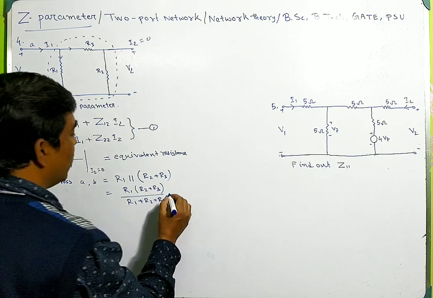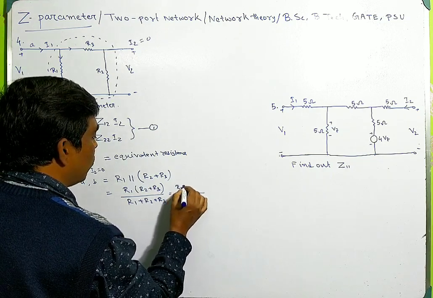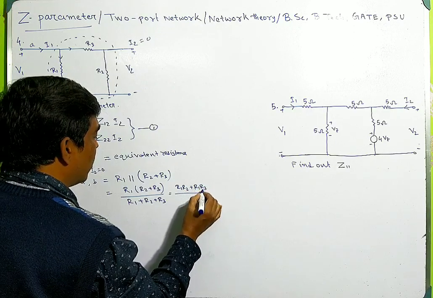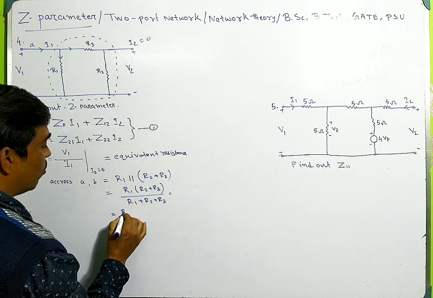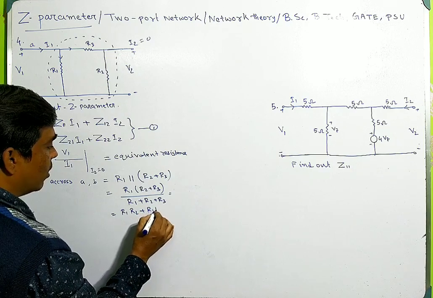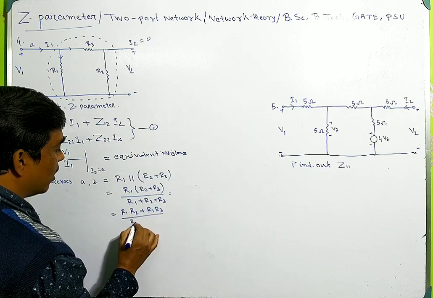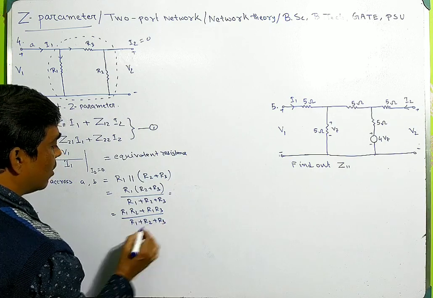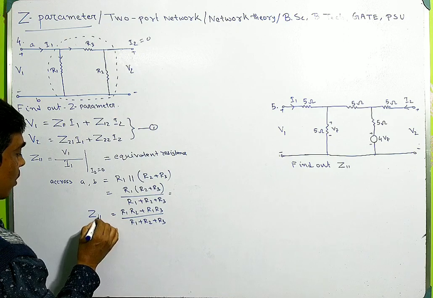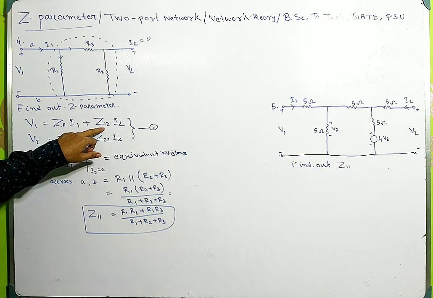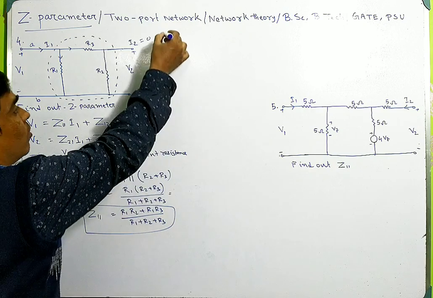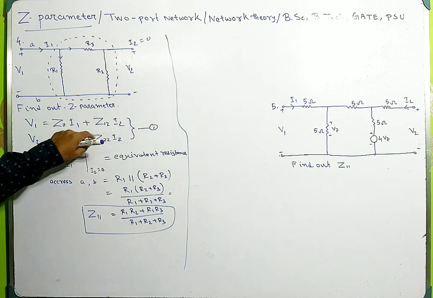So it will be R1 into R2 plus R1 into R3 divided by R1 plus R2 plus R3. So this is the Z11 parameter. Now I want to find out this parameter Z12. So here I want to find out Z12.